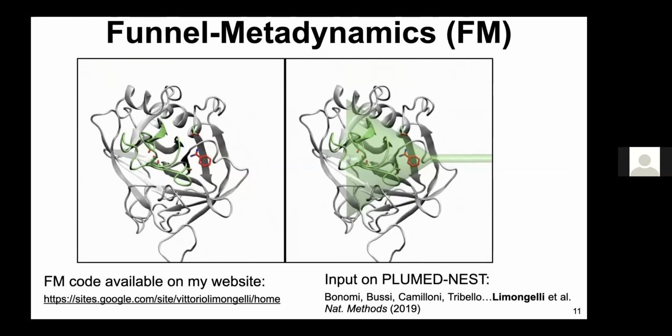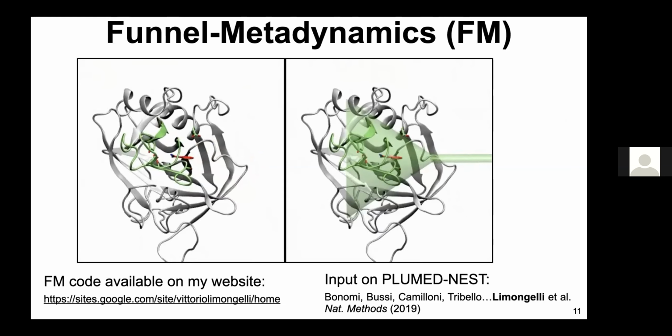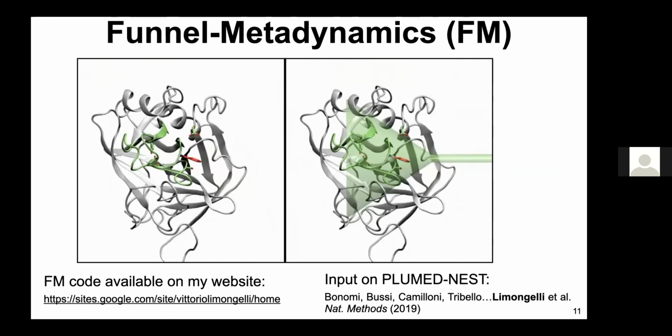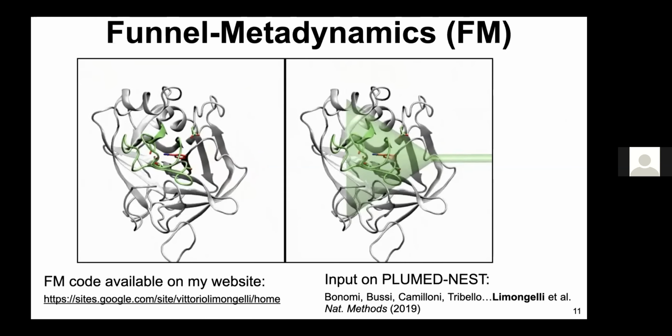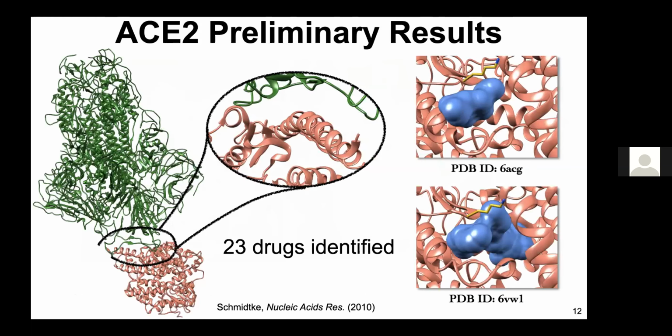The code is freely available on my website. The inputs are also available on the PLUMED-NEST website that we published last year in Nature Methods with the other people that contributed to the development of the PLUMED software. That is a plugin that can be plugged into the most commonly used molecular dynamics codes like Amber, Gromacs, and NAMD, and you can perform this type of calculation with your preferred MD code.